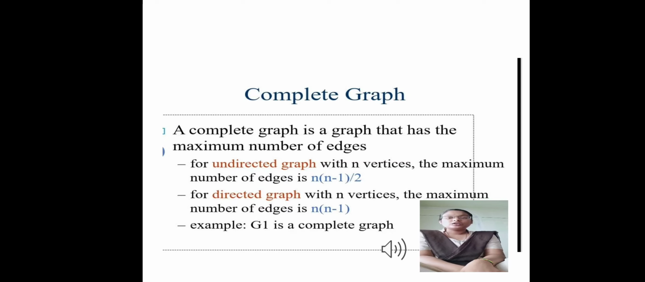Now we will see what a complete graph is. A complete graph is a graph that has the maximum number of edges. For an undirected graph with n vertices, the maximum number of edges is n of n minus 1 by 2. For a directed graph with n vertices, the maximum number of edges is n of n minus 1. Examples we'll see in the next slide.